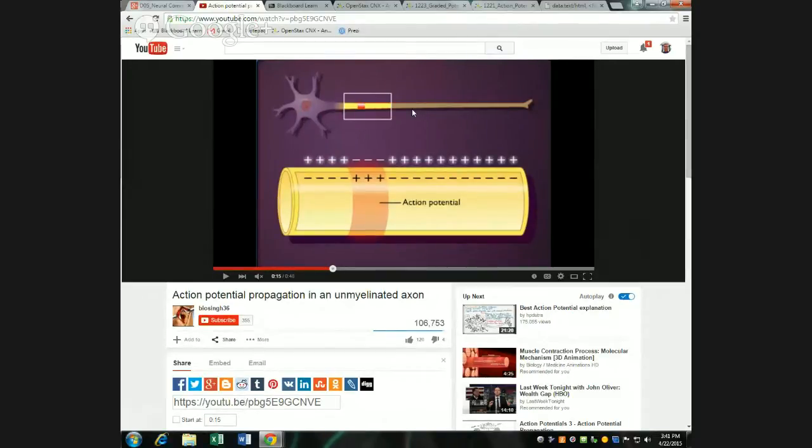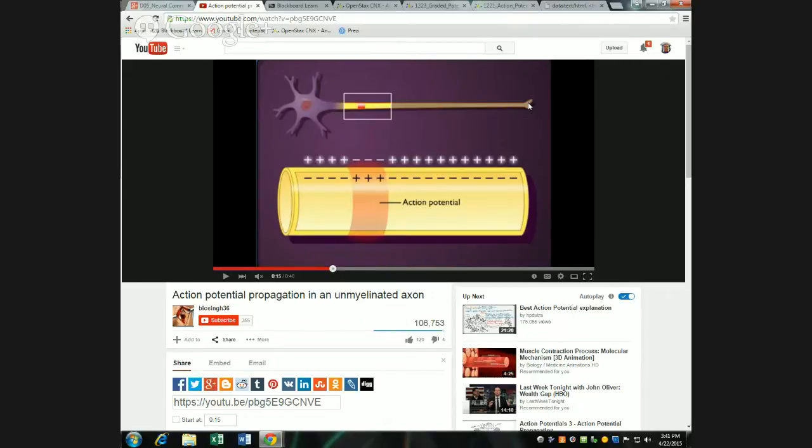But anyways, this is a very brief little video just to show the idea that the action potential is happening at a specific place on the membrane, and then it spreads down the membrane, which is only happening in the axon for that to happen.